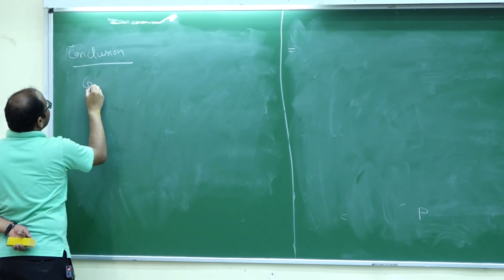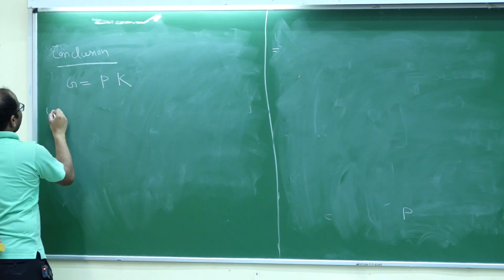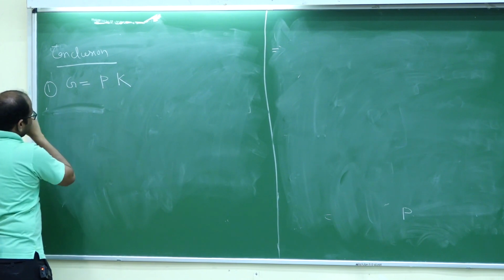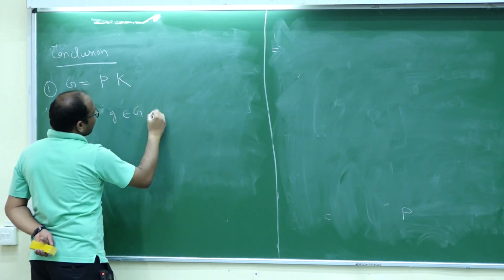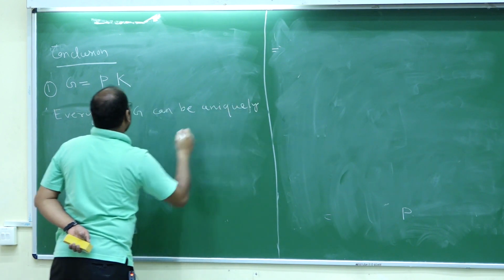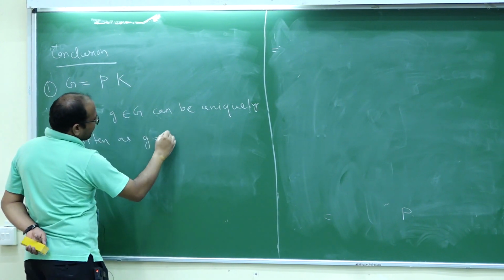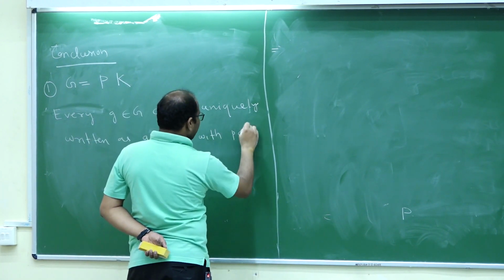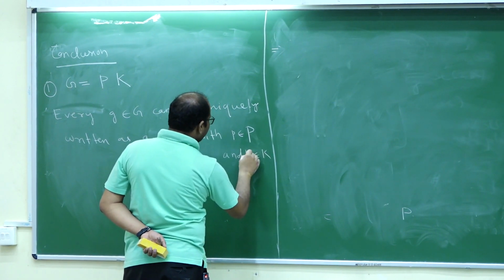I am getting after this G is equal to K. So that is starting with G is equal to P. So every G belongs to G can be uniquely written as G is equal to Pk, where P belongs to P and K belongs to K.